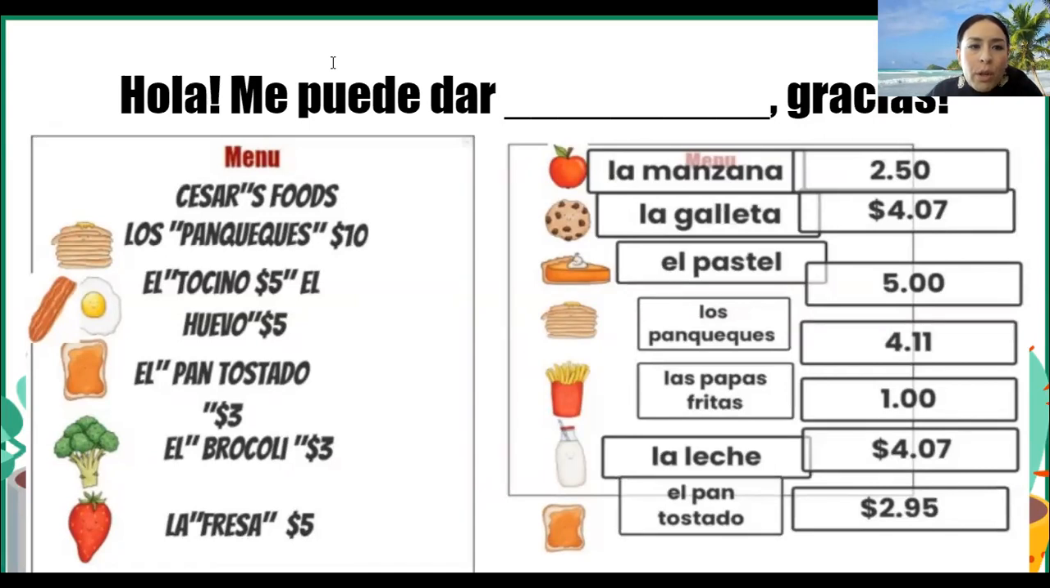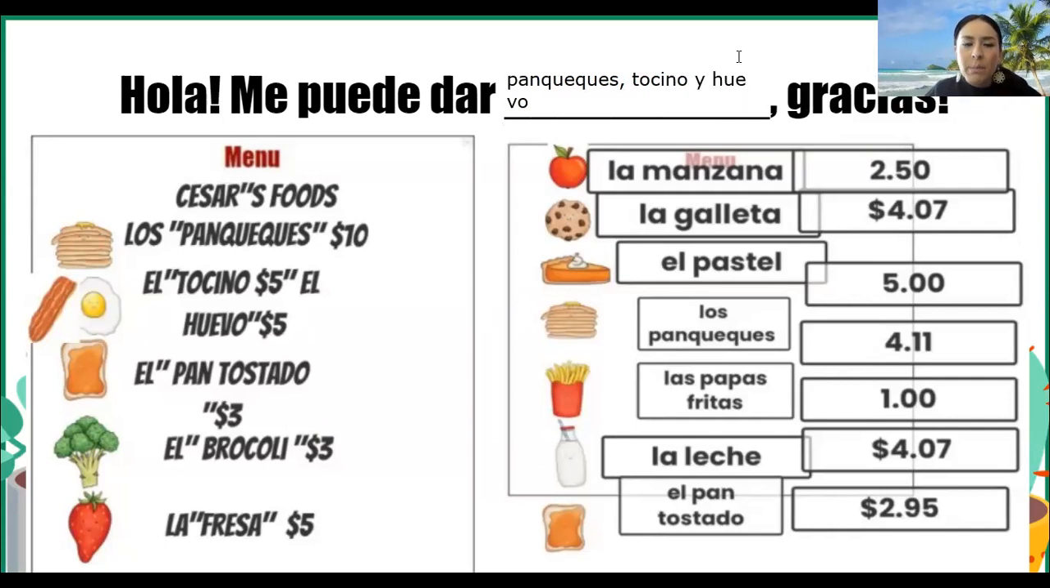So we're gonna start with looking at the beautiful menus that our friends created, and you're going to choose 3 foods, 3 comidas que vas a encargar, okay? So let's see. Yo quiero encargar panqueques. ¿Qué más? Tocino y huevo. Okay, so we're going to pick 3 things. 3 cosas, okay?